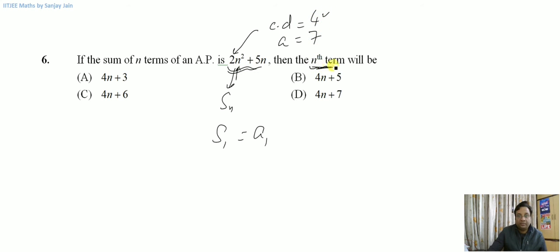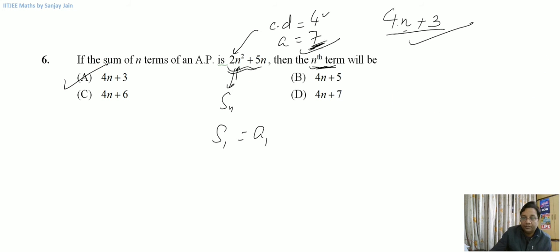What do I need to find out? The nth term. What will be the nth term? The nth term will be 4, that is the common difference, into n, plus what do I add for the first term to be 7? Because if I put n equal to 1, it will give me 4, so I'll have to add 3. 4 plus 3 is 7. So 4n plus 3 is my answer. Right? Next.